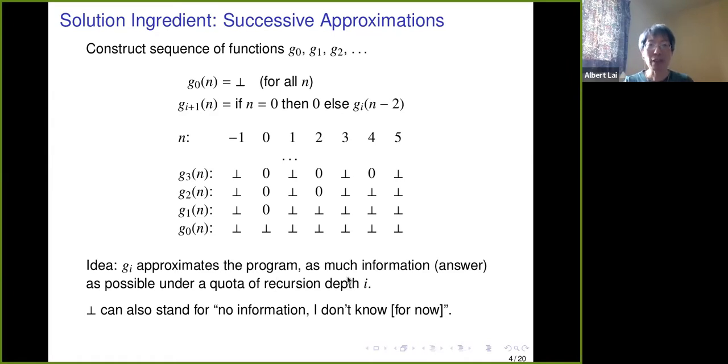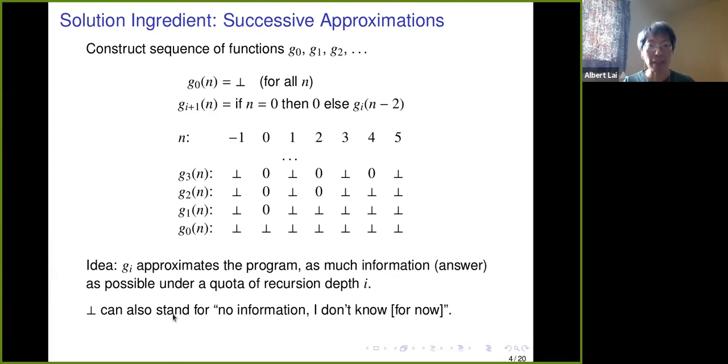In what sense? In the sense that G3, for example, is as much information as you can figure out if you allow yourself only a quota of a known recursion depth, well, a recursion depth of 3. So G0 knows nothing because it's not allowed any quota at all. G1 allows something like maybe recursion depth of 1 or 1 plus 1, I might be off by 1, right?